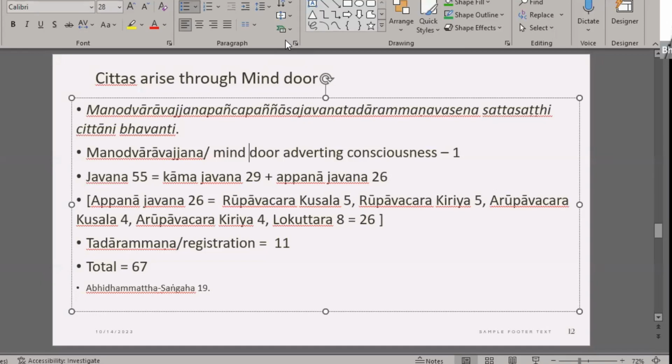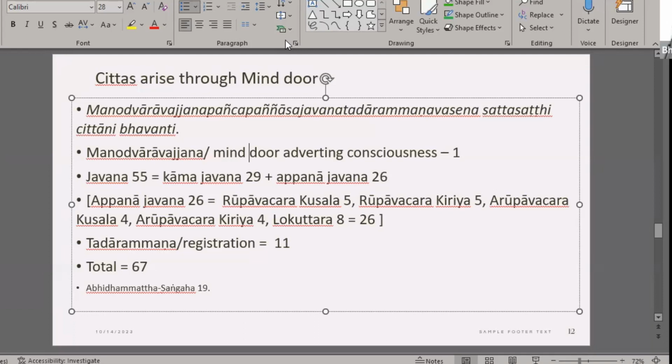Rupavachara Kriya Chittas arise. When Arahants attain Nirodha Samapatti, before Nirodha Samapatti they attain Arupavachara consciousness. At that time Arupavachara Kriya Chittas arise. When someone attains path and fruition, Magga-phala, Lokuttara Chittas arise: Sotapanna, Sakadagami, Anagami, Arahatta. So these are the occasions of arising of Appana Javanas.